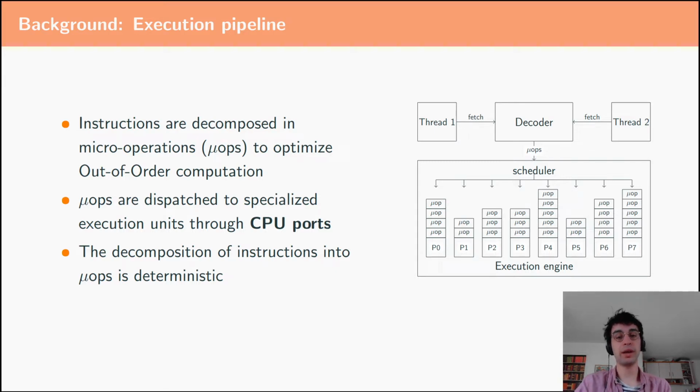So each one of the CPU ports is also highly specialized because it's kind of the doorway to the associated execution units. So port 0 here is specialized in AES-NI computation, among others. Port 1 does all the algebraic computations. Ports 2 and 3 handle memory writes and reads. So UOPs are dispatched to these ports, which act as a queue, letting through a single micro-operation per cycle. And this decomposition of instructions into micro-operations is deterministic. We know the port usage of native instructions.